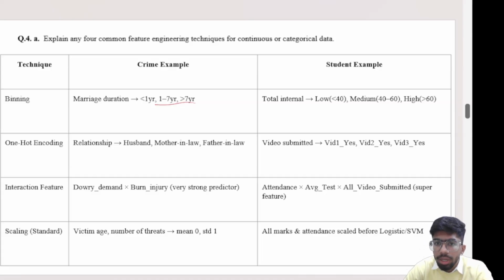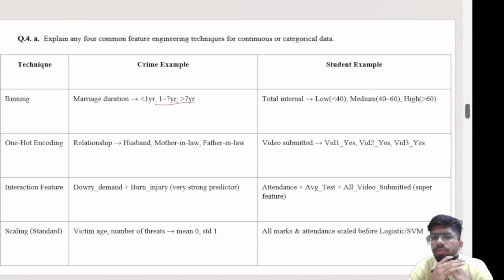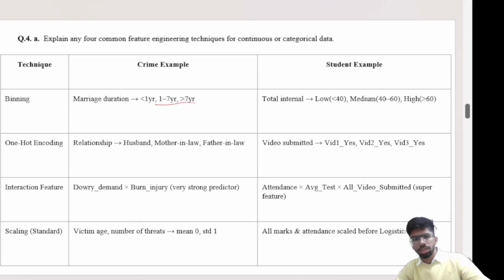In the student example, for student performance prediction, I noted that marks and attendance are scaled before logistic regression and SVM. This ensures equal contribution of all features, improving training stability and accuracy. So these 4 techniques, binning, one-hot encoding, interaction features, and scaling, form the foundation of effective feature engineering, in both crime analytics and student performance prediction.